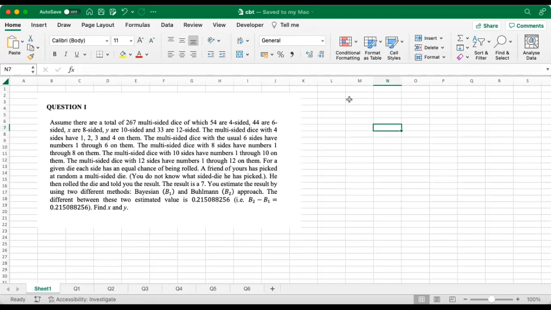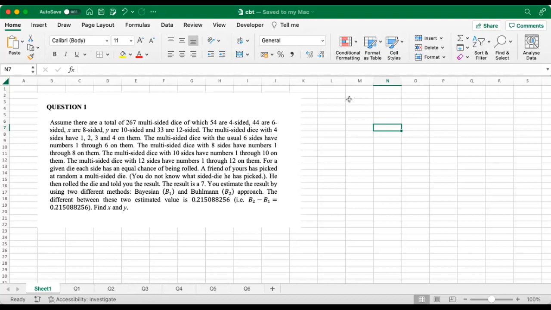A friend of yours has picked at random a multi-sided die. You do not know what sided die he has picked. He then rolled the die and told you the result. The result is a 7. You estimate the result by using two different methods, Bayesian and Bowman approach.